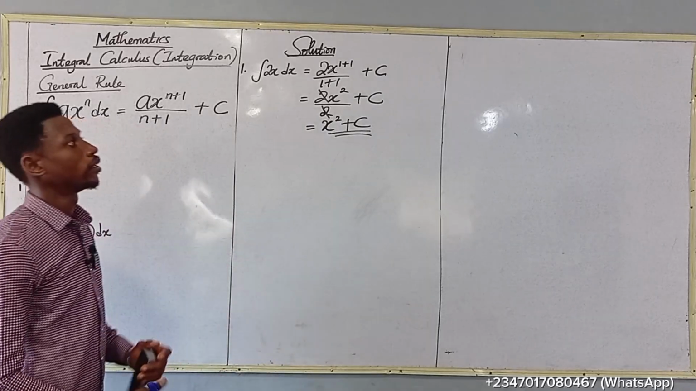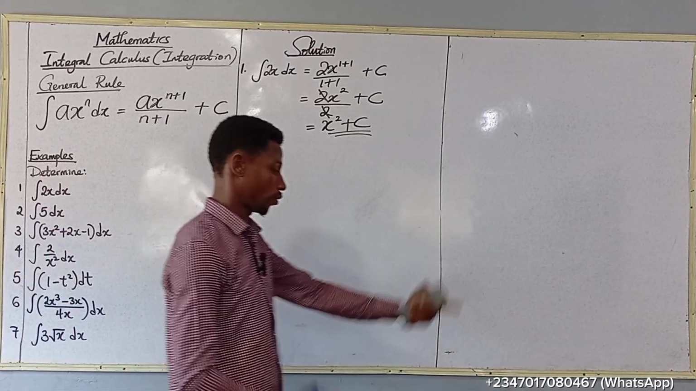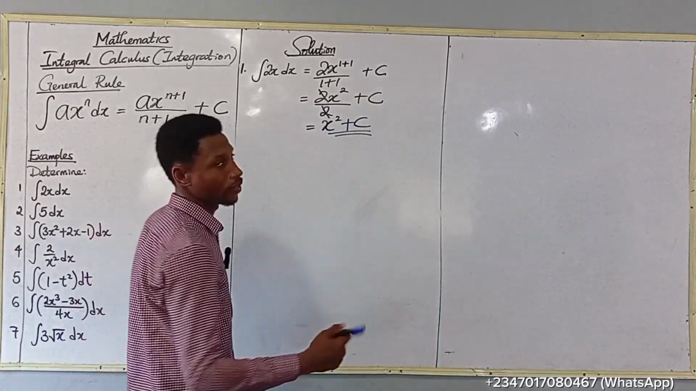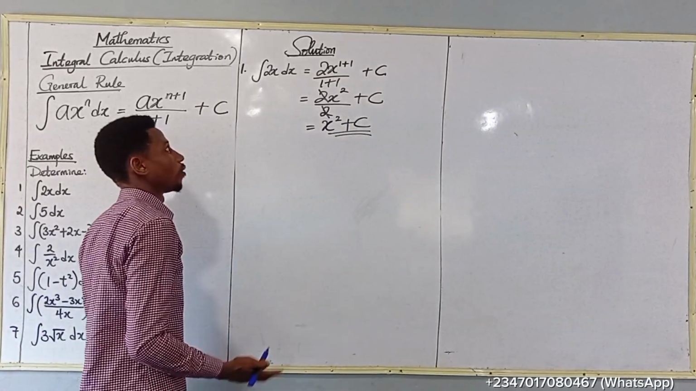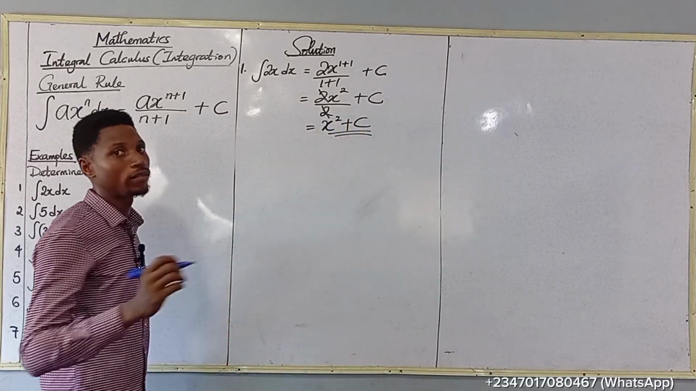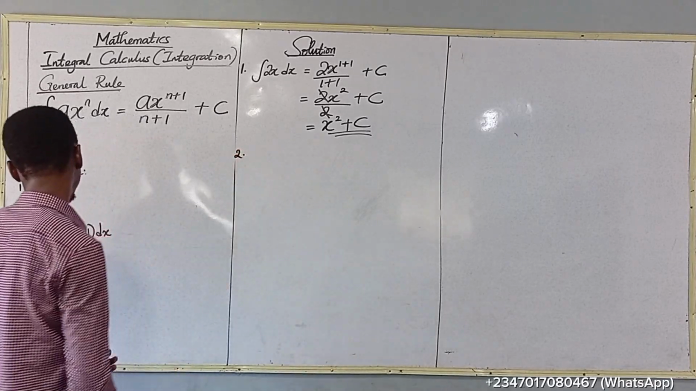That is the answer. C is a constant, and since I said integration is the reverse of differentiation, in differentiation we differentiate the constant, usually getting 0. We are trying to integrate what you have gotten. You don't know the constant unless you are given some extra values, but that is not the topic we are doing today. Let's focus only on this.